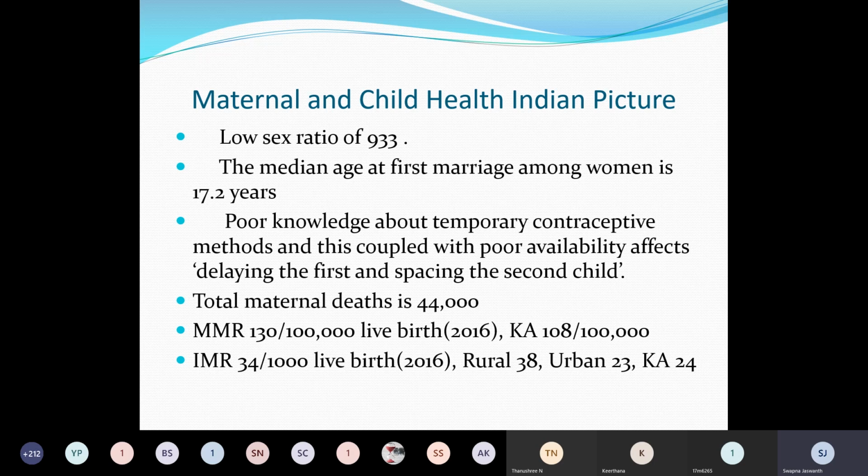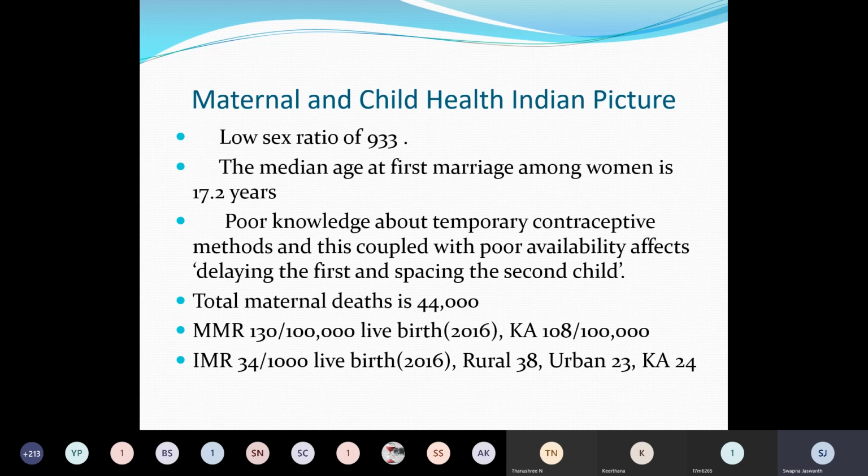And if you look at the age at marriage, the median age at first marriage for women is around 17.2, though the government has fixed the age at marriage as 18 years. And what is the knowledge of the women on contraceptive methods? They have very poor knowledge about contraceptive methods, and they are not delaying the first child, and the spacing of the second child is also not being done because their knowledge of contraceptives is poor.